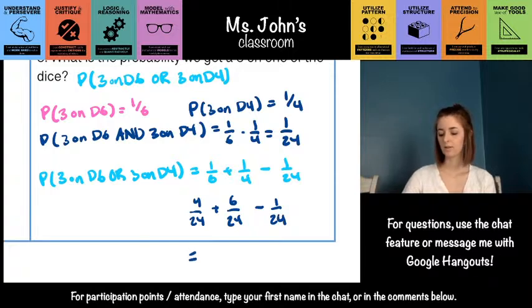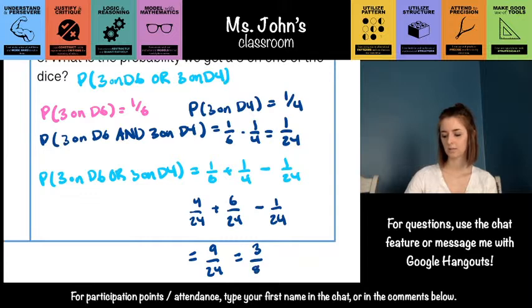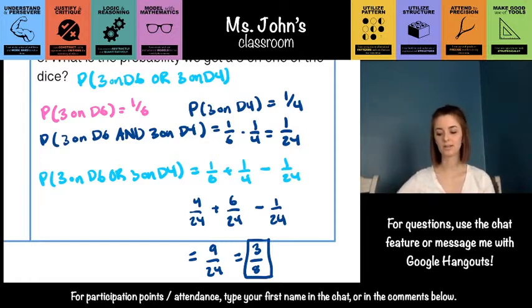So the grand conclusion here is 4 plus 6 is 10/24 minus 1 is 9/24. Does that reduce? Doesn't 3 go into 24 8 times? So it would be 3 eighths. Is that right? Yeah, I think so. So the probability of getting a 3 on the d6 or a 3 on the d4 is 3 out of 8 possibilities.